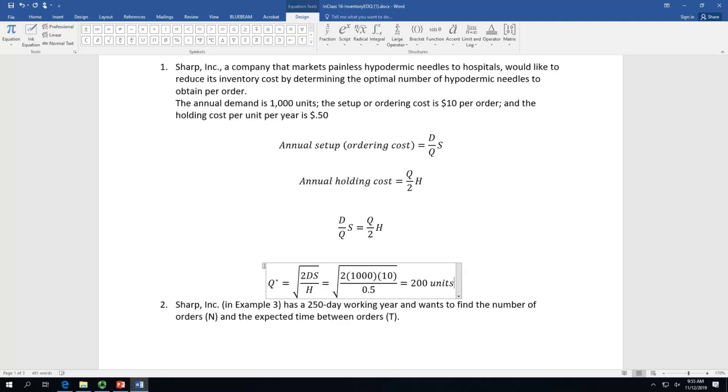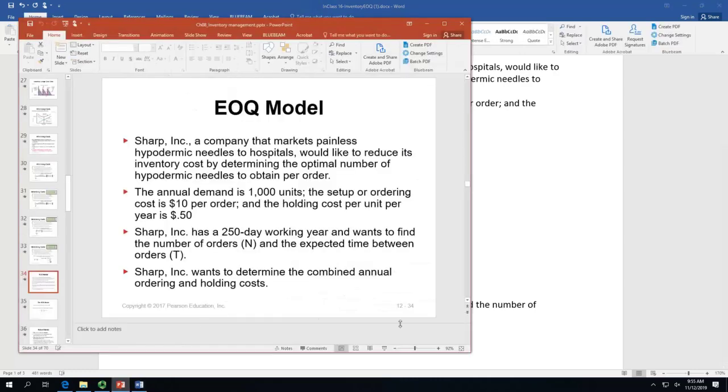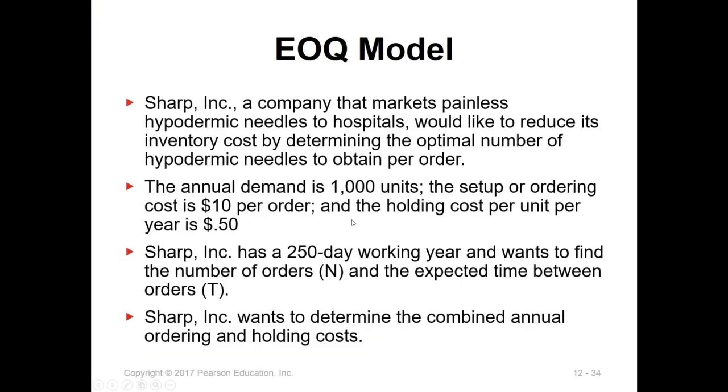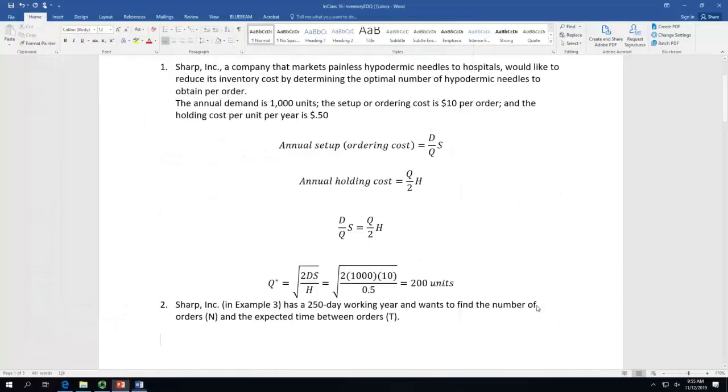So this is the first question in this in-class practice. The second question is: Sharp Inc. has 250 working days per year, and wants to find the number of orders and the expected time between orders. So 250 working days, and then these two questions are the second part of the in-class practice.